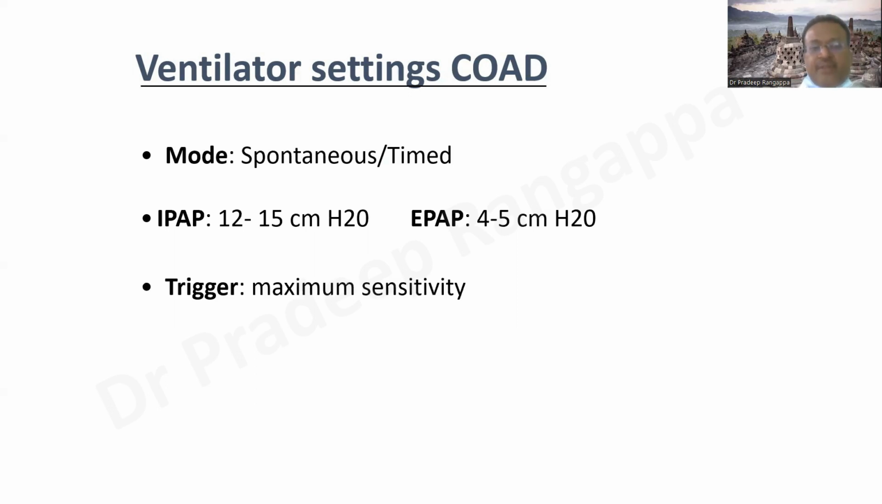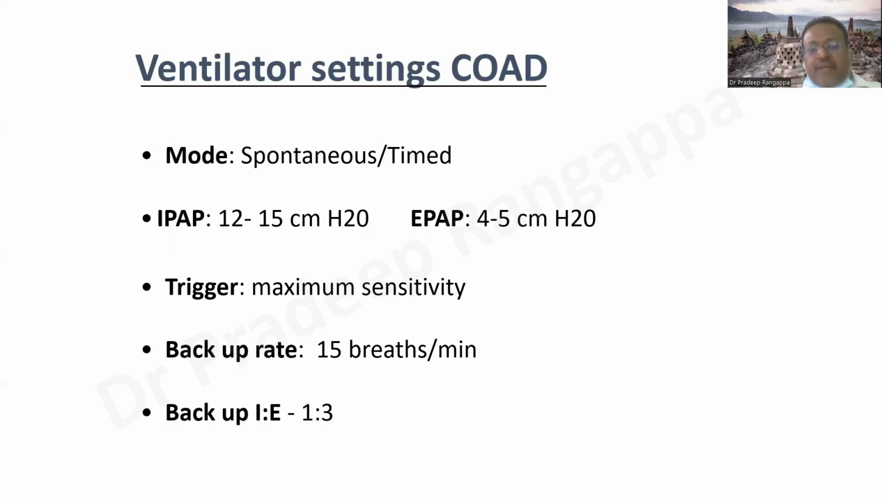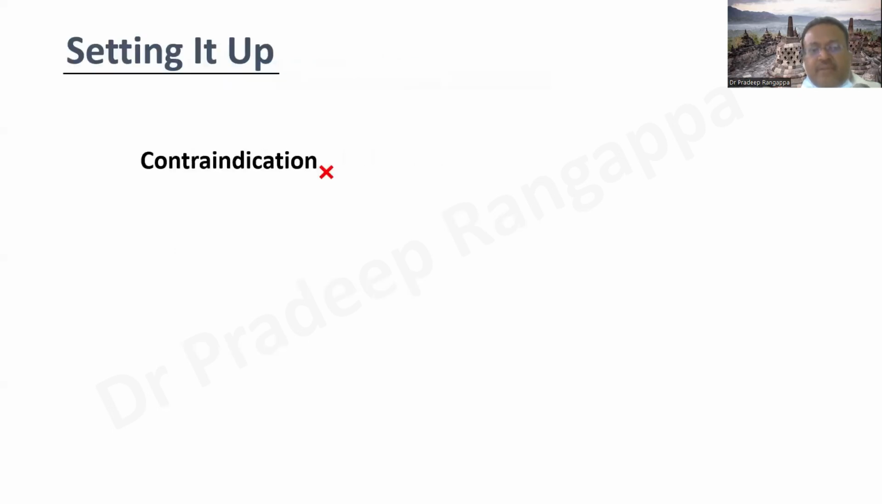For the trigger, we put maximum sensitivity in patients who are very tachypneic and very conscious. We put the trigger at a high sensitivity. If someone is drowsy and not taking enough breaths, we put the sensitivity a little lower, because you need it to be triggered for any breath that they initiate. And the backup rate we put at around 15 breaths per minute. So these are the initial settings, and the backup inspiratory expiratory ratio we put at 1:3. So these are some of the basic settings that we put on the ventilator.